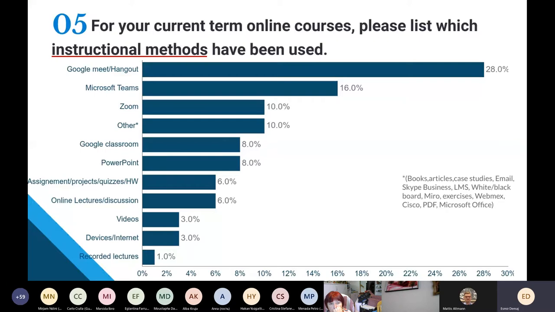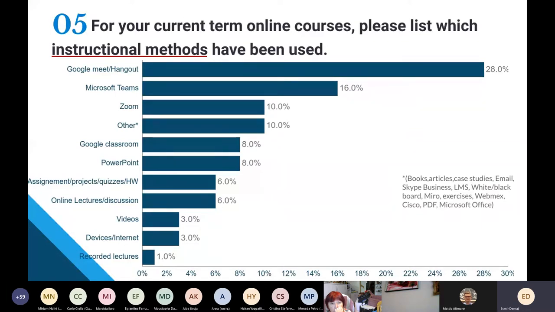So we asked them about the instructional methods that had been used during the semester. I have to note here that Epoca University allowed all the staff members to use their own instructional methods, starting from Google Meet, Teams, Zoom, that could be used freely by each colleague in their own classes and students. So this was an open question, and we tried to cluster all the comments into some headings.